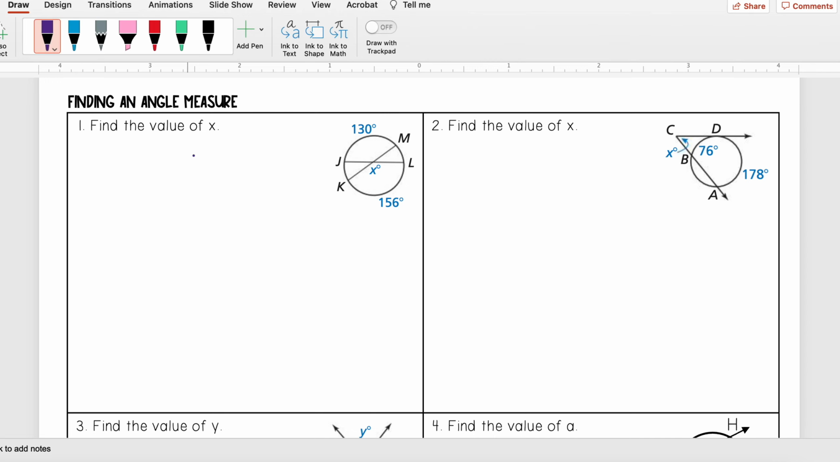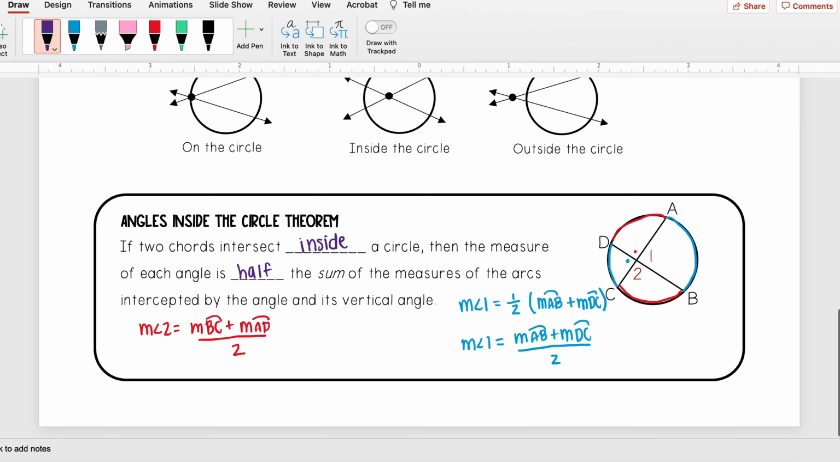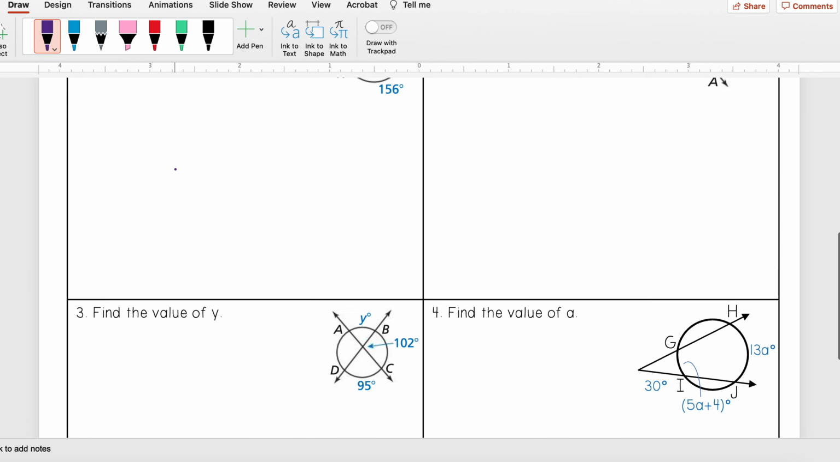In this video, we're going to be looking at using those two theorems that we just talked about for finding an angle where the lines intersect outside or inside the circle. So for this first one, I see that my chords are intersecting inside the circle, so we want to use this first theorem here. And that told us that the measure of that angle is just going to equal those two arcs added together and divided by 2.